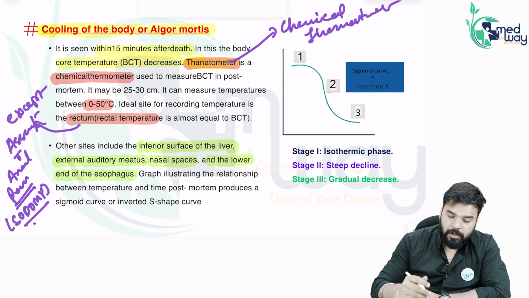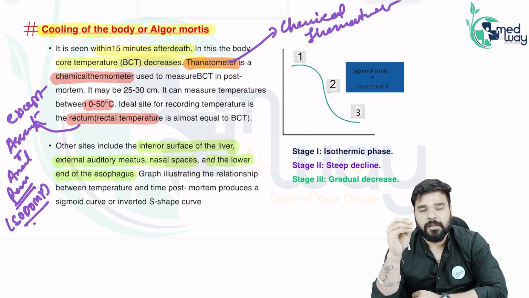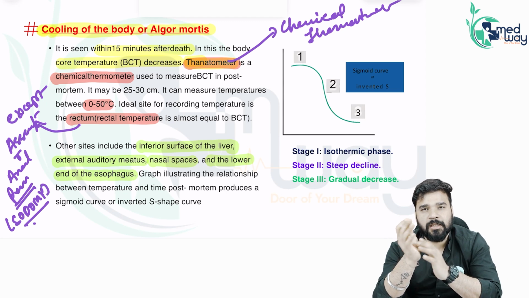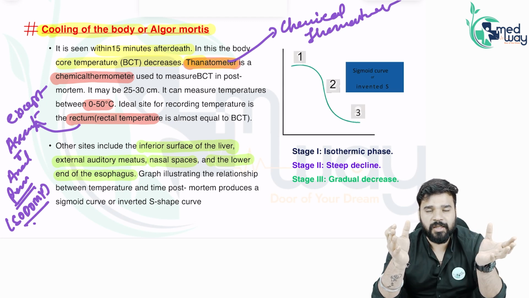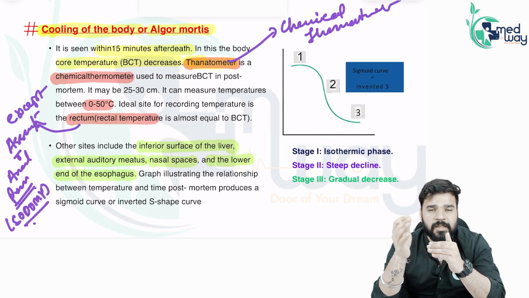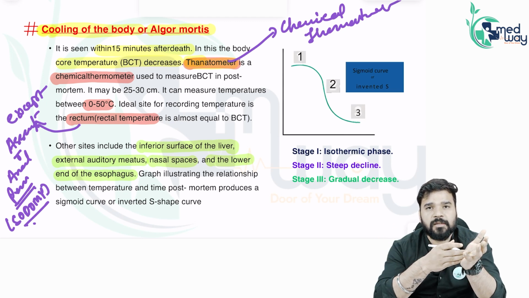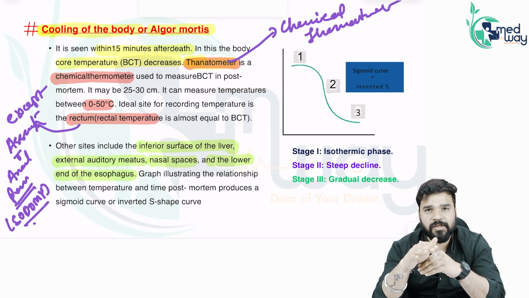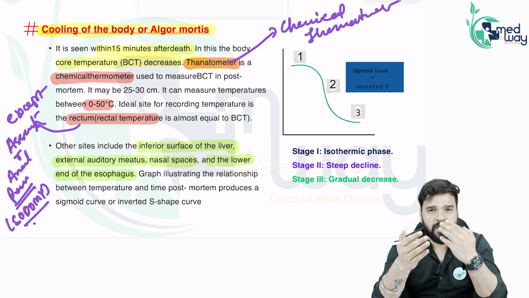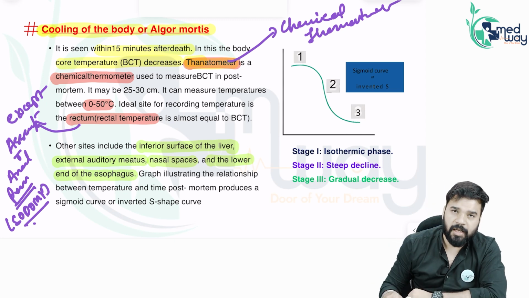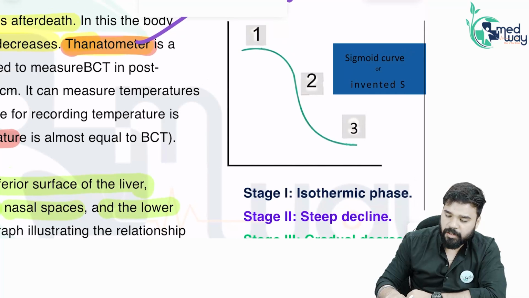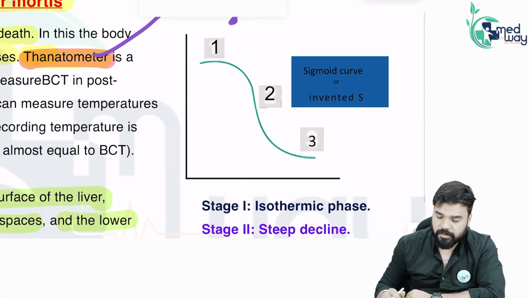Okay, so the important points here are: what is algor mortis? Algor mortis is cooling of the body after death. It occurs within 15 minutes of death. Okay, and thanatometer is used to measure the temperature. Site is rectum. Other sites are lower surface or inferior surface of liver, lower end of esophagus, nasal spaces, and external auditory meatus. Now, as you can see here, this is the graph.